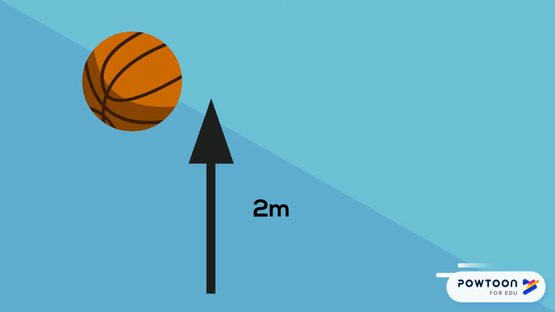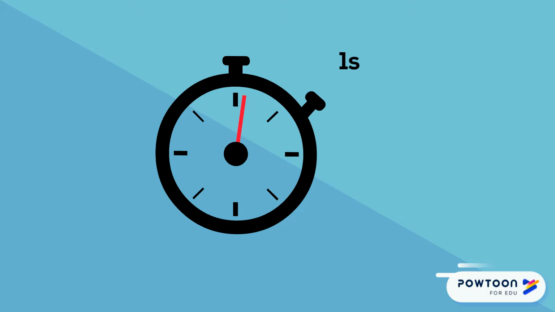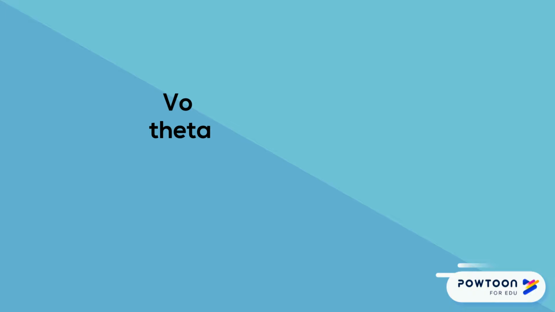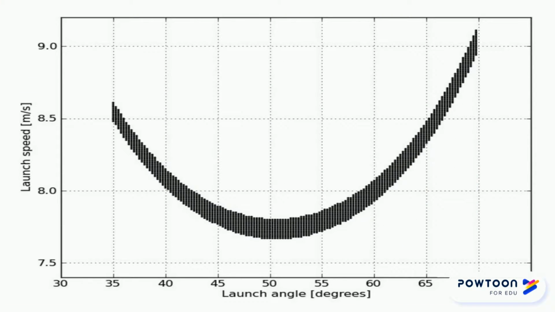Letting launch height equal 2 meters, time equal 1 second, which is approximately when the ball is released at the initial velocity and the angle theta, we arrive at a curve. This curve is generated by plotting the launch speed by the launch angle for trajectories that will result in a distance covered by the ball that produces a basket. Launch angles and launch speeds vary from 35 to 70 degrees and 7 to 10 meters per second respectively.